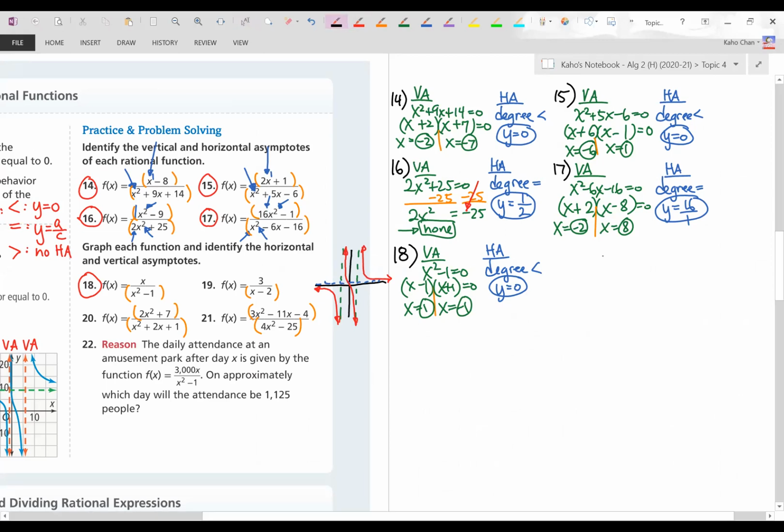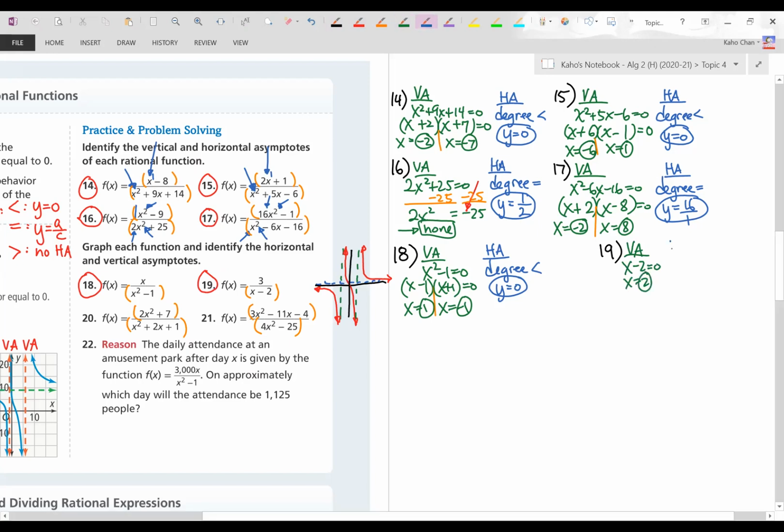Number 19, 3 divided by x minus 2. My vertical asymptote is x minus 2 equals 0. Easy, x equals 2. Great.